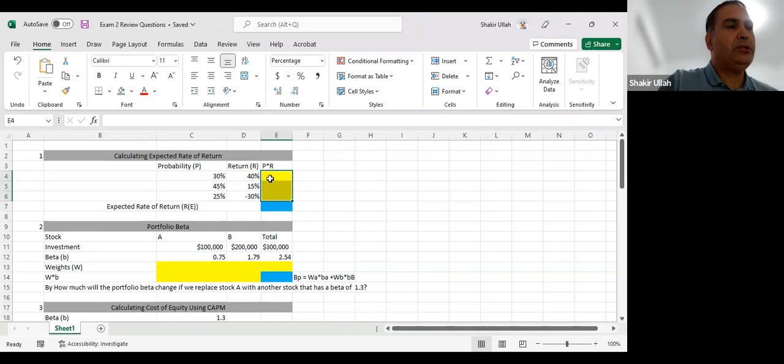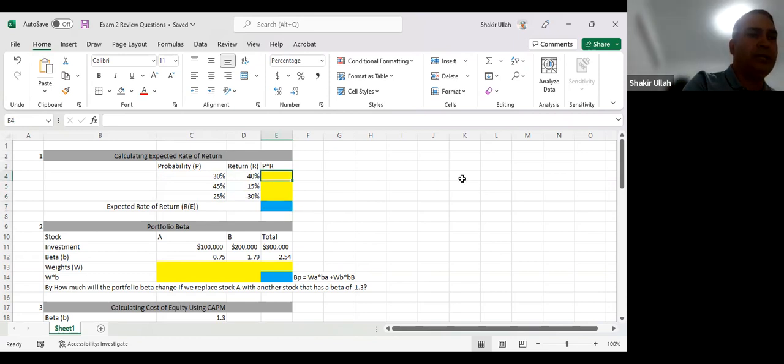Now, how are we going to do this? To calculate the expected rate of return, we have to multiply the probability with the return associated with that probability, and then the second probability with its return. I have written that here in this column, P times R, probability multiplied by the return. When we calculate these products, we will then sum them up, and that will be the expected rate of return. So let's do that.